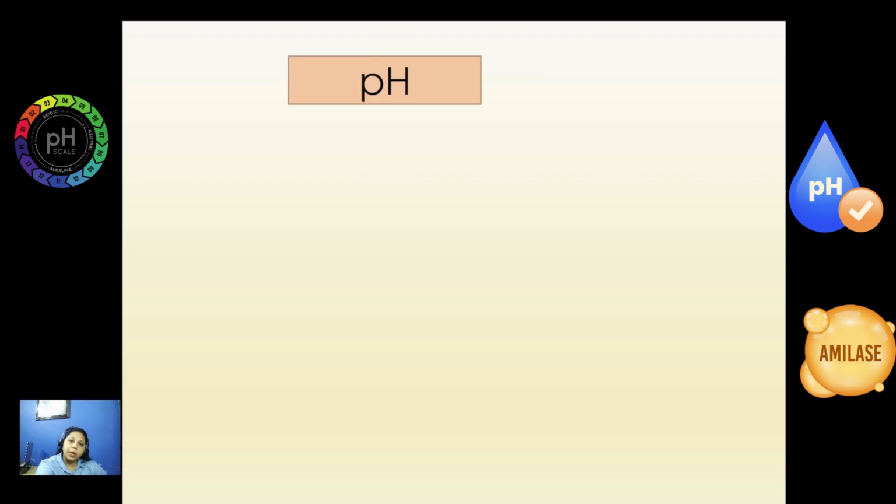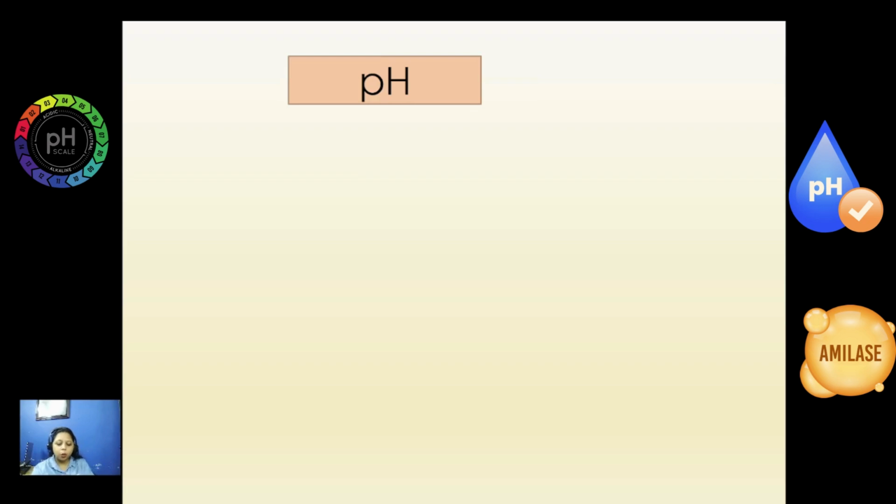When we talk about pH, we have discussed this earlier as well, that there are different environments in our own body. Our mouth has a neutral pH that is around 7. Then our stomach has an acidic pH which is 2. And then when we move to our intestines, the pH is 9. So we have different pH in our body.